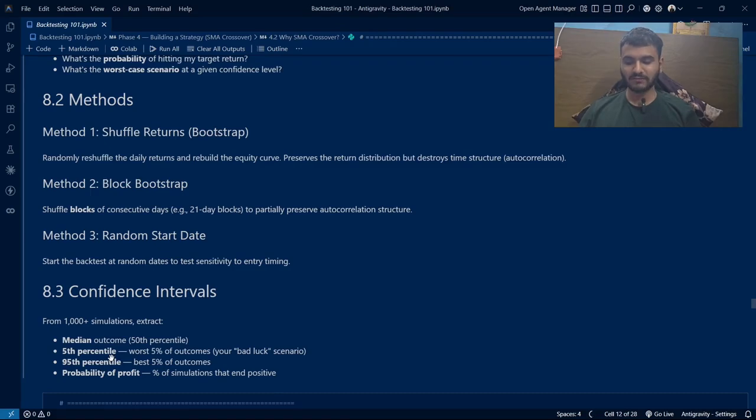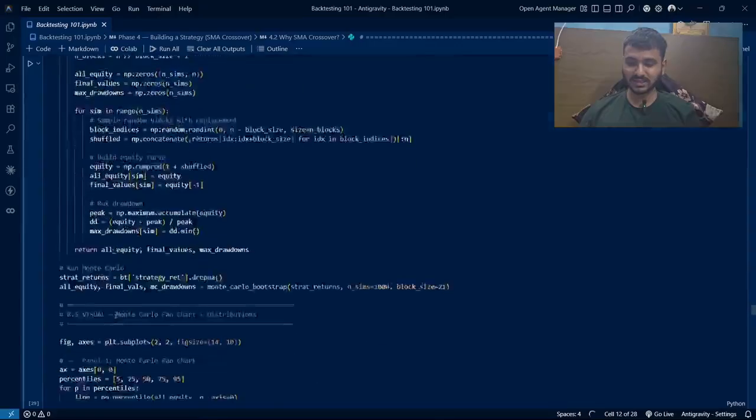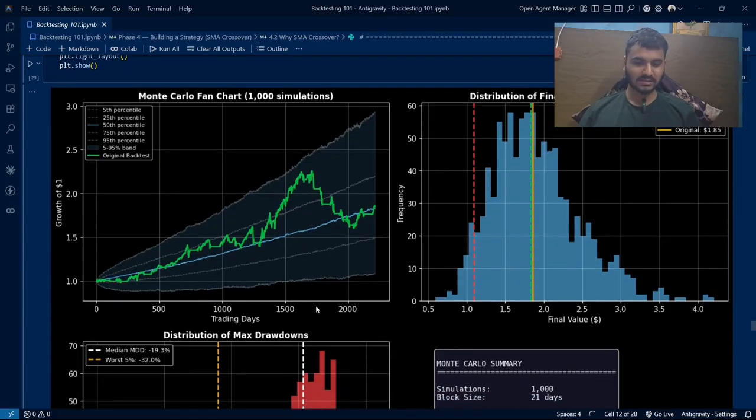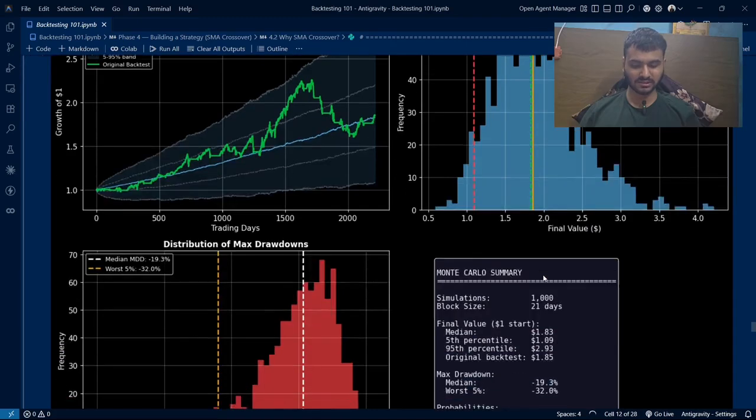The confidence intervals, I will show you. This 50th percentile is your mean line, what you could have expected with your current data set, right? This is the 25th, this is the 95th. Sorry, this is the 5th percentile, basically your worst case 5% scenarios, and the 95th percentile is basically your 5% best case scenario. And then this is the histogram, the distribution of maximum drawdown. These are the results, right?